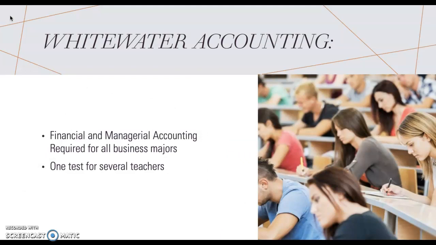A good example of how one standardized test doesn't work for the individual is how Whitewater Accounting used to do their tests for the first two accounting classes. There would be one test for multiple teachers teaching multiple classes, taken in one big lecture hall, where all the classes would come together on one day.